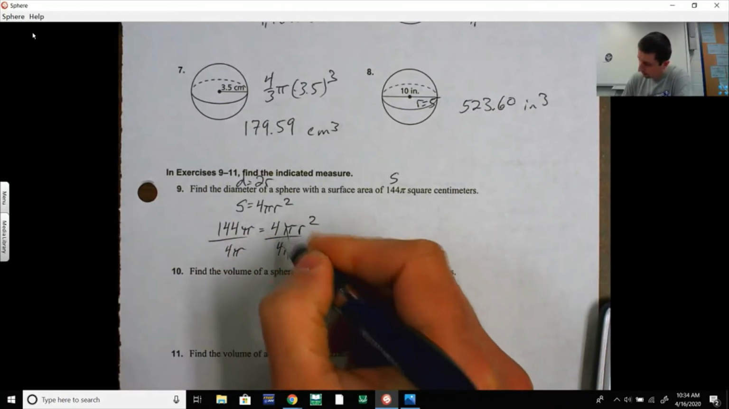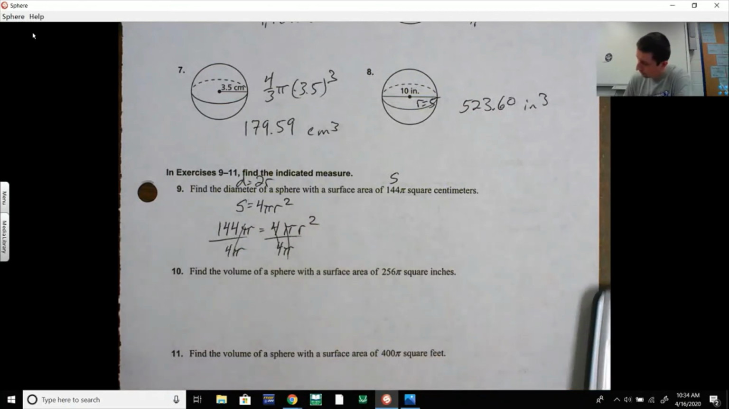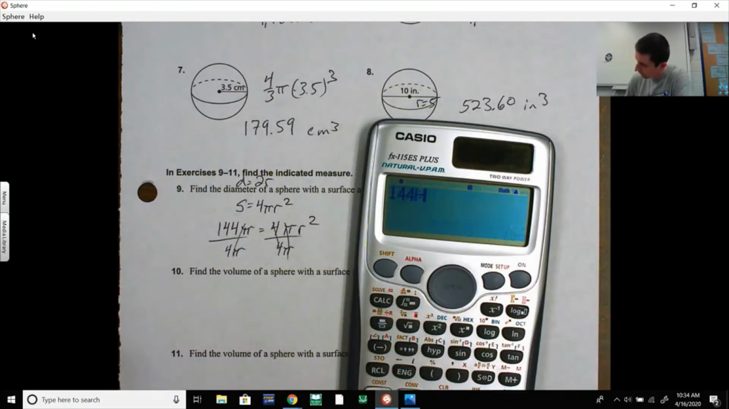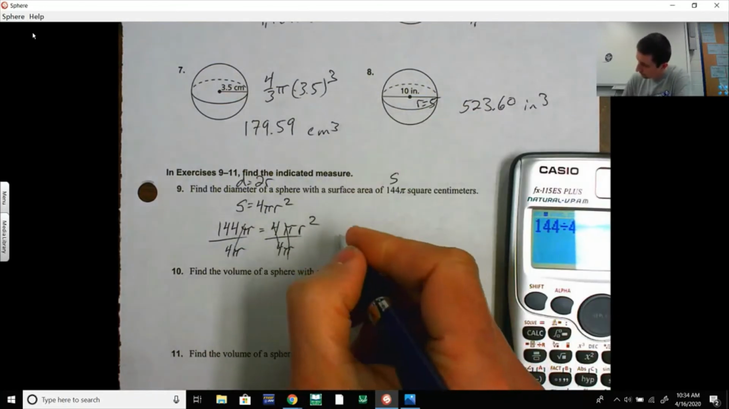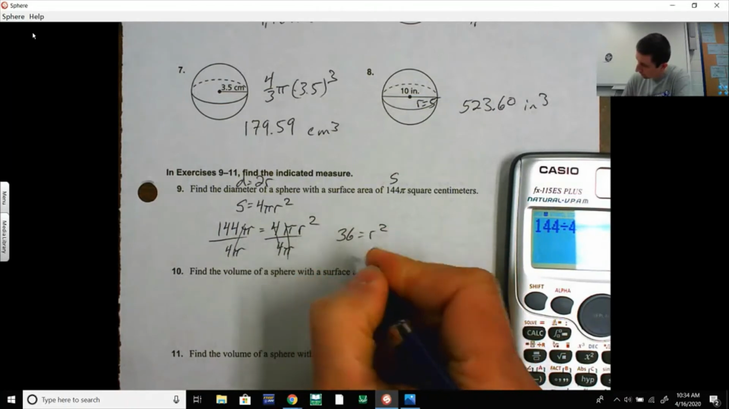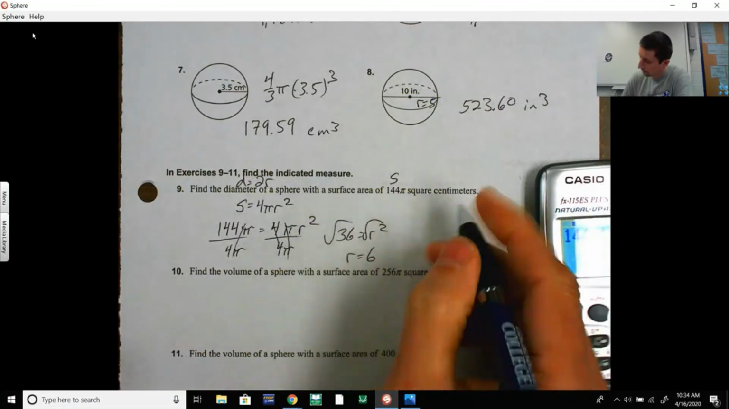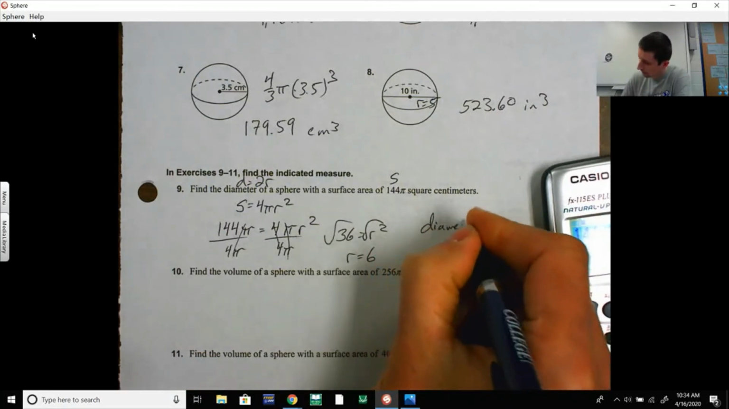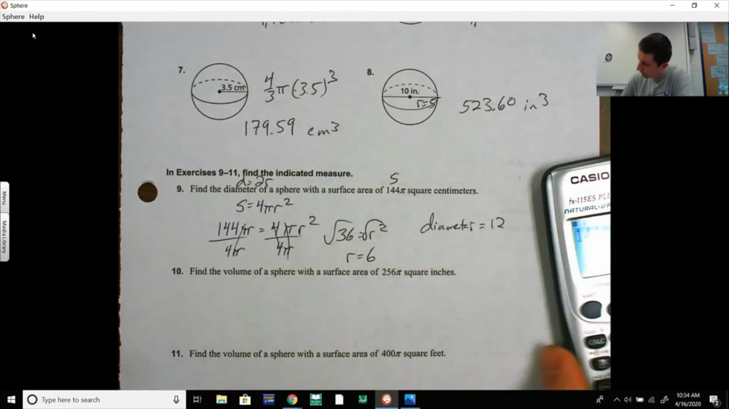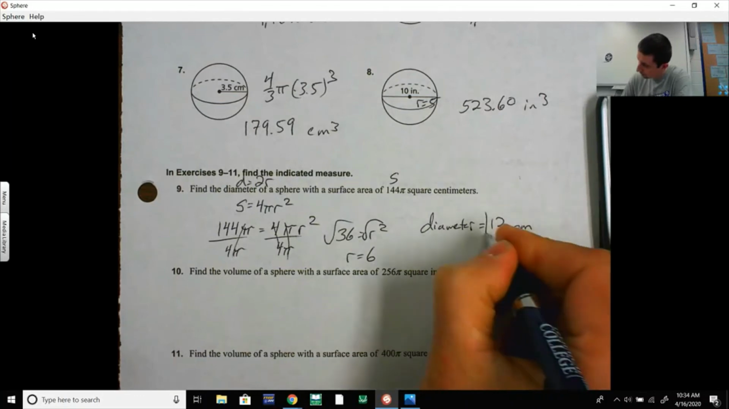The pi's cancel off on that side. 144 divided by 4, I think, is 36. So 36 equals r squared. Take the square root of both sides. So my radius is 6. That makes the diameter equal 12. And we are in centimeters. 12 centimeters.